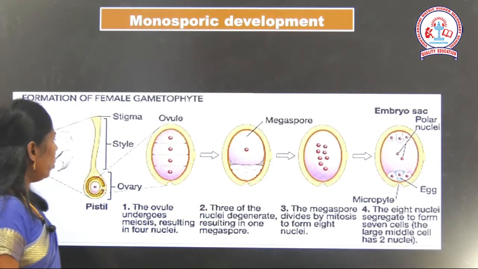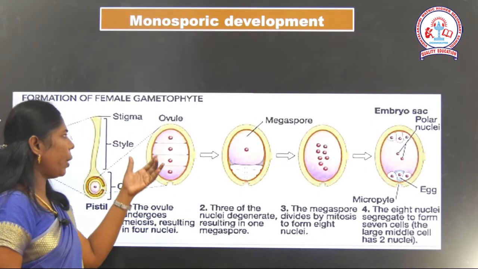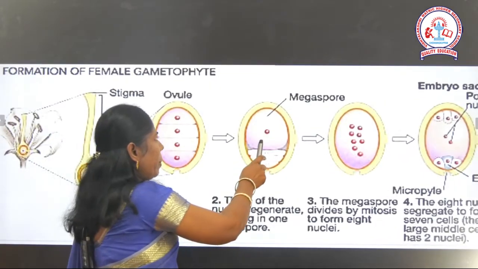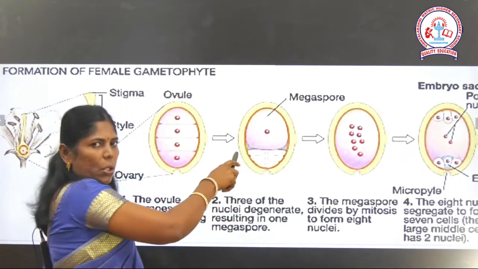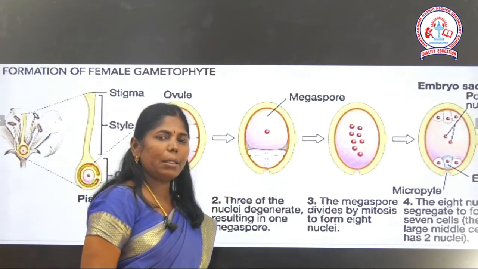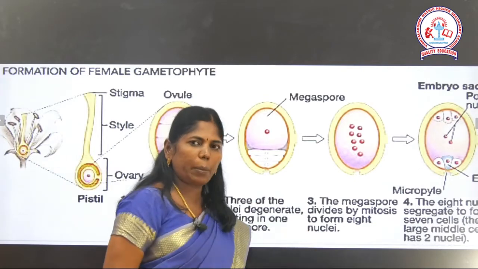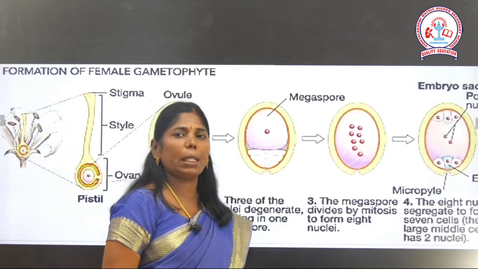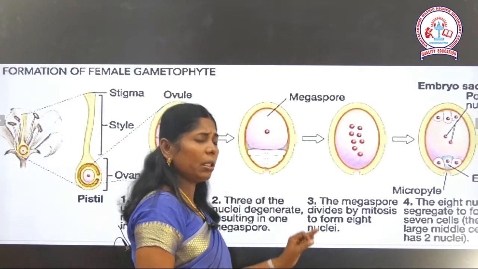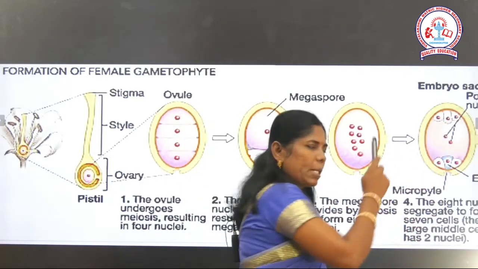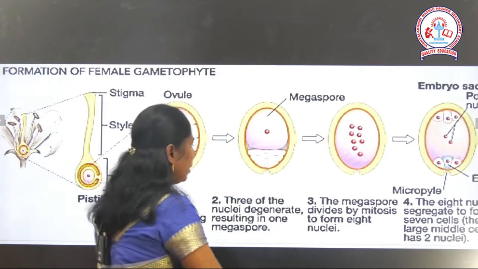So you can see one more picture. Here 4 haploid nuclei are present, 4 haploid megaspores. Only one of the megaspores is functional, and the remaining 3 degenerate. That one undergoes the first, second and third mitotic divisions. In total, 3 mitotic divisions occur to form 8 nuclei. The 8 nuclei are arranged in the embryo sac. That type is known as the polygonum type.